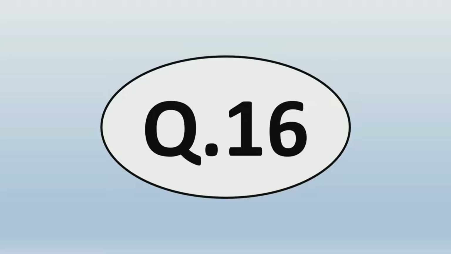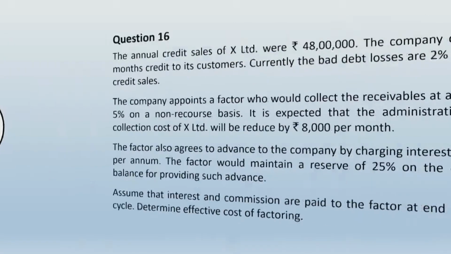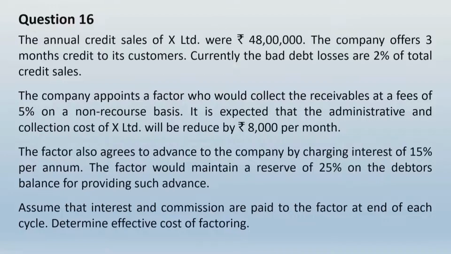To begin with, we get started with this question number 16. So let us read this question first. The annual credit sales of X Limited were rupees 48 lakhs. The company offers 3 months credit to its customers. Currently, the bad debt losses are 2% of total credit sales. The company appoints a factor who would collect the receivables at a fees of 5% on a non-recourse basis.